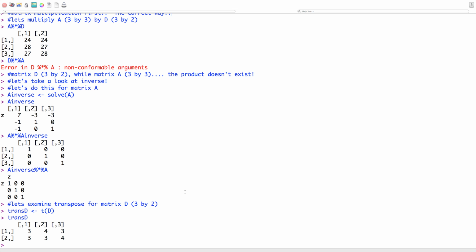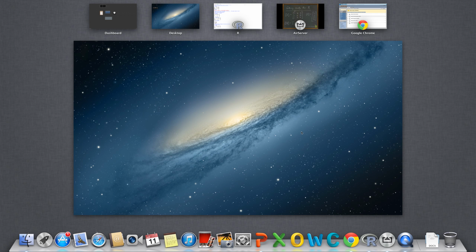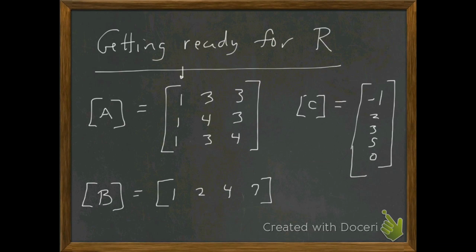Now, I think what I want to do now is go back to the chalkboard and talk about some things in statistics. So, matrices for regression. All right.